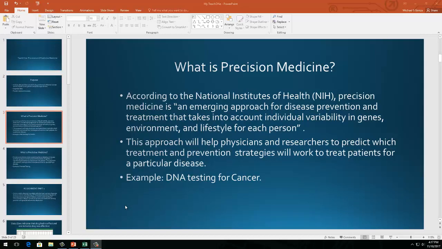What is precision medicine? According to the National Institutes of Health, precision medicine is an emerging approach for disease prevention and treatment that takes into account individual variability in genes, environment, and lifestyle for each person. This approach will help physicians and researchers to predict which treatment and prevention strategies will work to treat patients for a particular disease. An example is DNA testing for cancer.